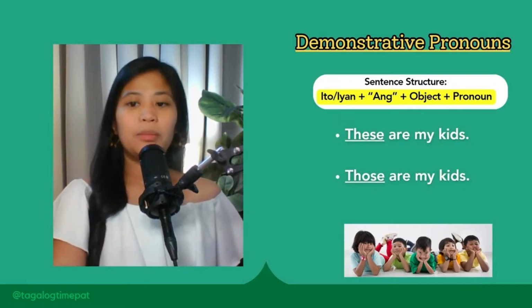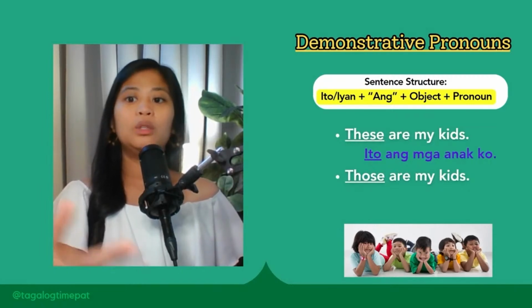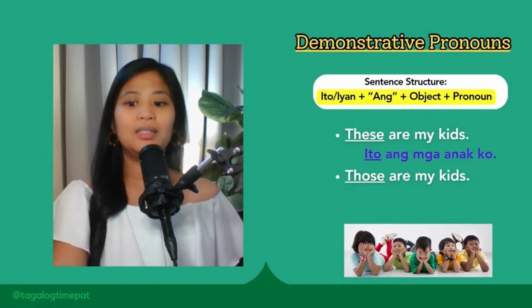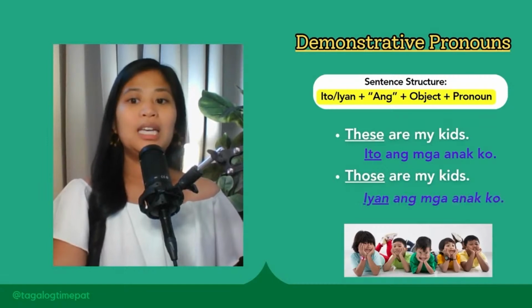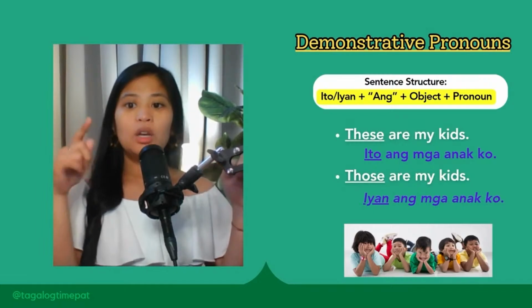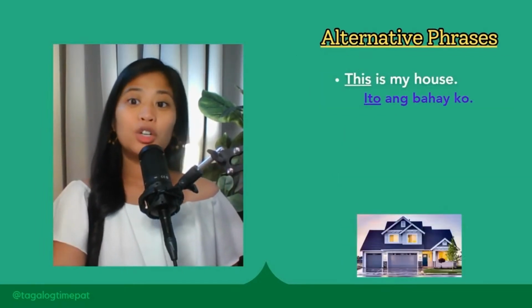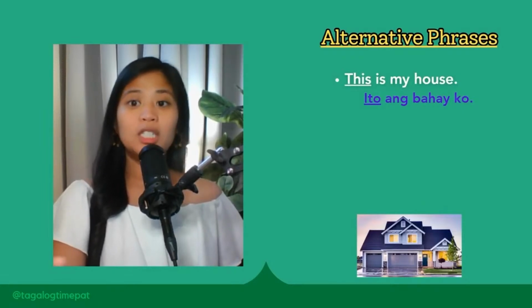They can mean singular or plural things. So these are my kids is still ito ang mga anak ko. Ito ang mga anak ko. These are my kids. Those are my kids. Iyan ang mga anak ko. So ito means these. Iyan means those. Now there is an alternative way to say these phrases, which is still correct.